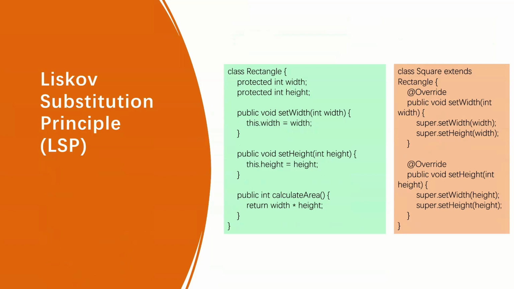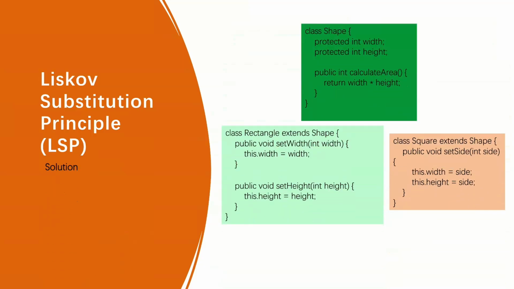To adhere to the LSP, we should refactor our design to avoid this issue. One possible solution is to decouple the square and rectangle classes. In this refactored implementation, both square and rectangle inherit from a common superclass shape. This design adheres to the Liskov substitution principle because a square can be substituted for a shape without altering the desirable properties of the program.